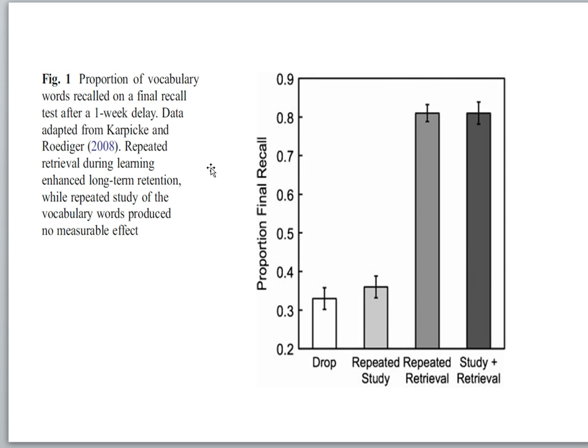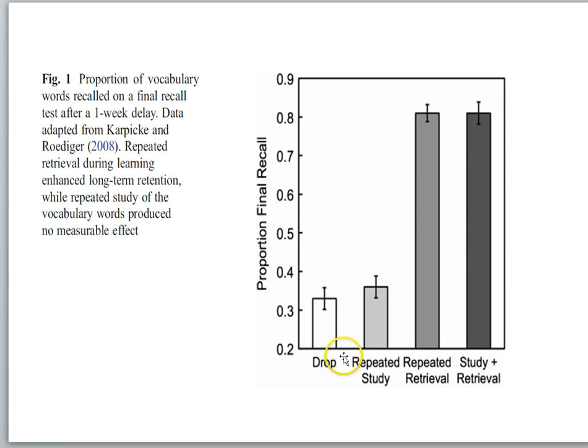Now, students study these words, and then they're tested on a final recall test after a 1 week delay. And here are the results. The y-axis shows the proportion of final recall, so you know what proportion of words the student could correctly retrieve the translation for. We see an obvious pattern here. The drop condition and the repeated study condition show much worse performance compared to the repeated retrieval and the study and retrieval conditions.